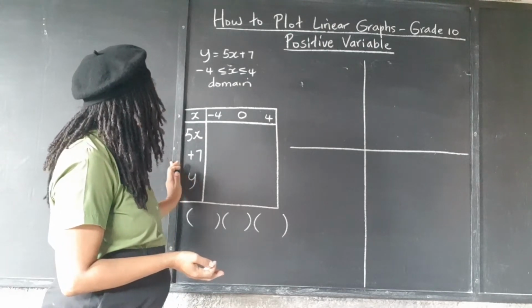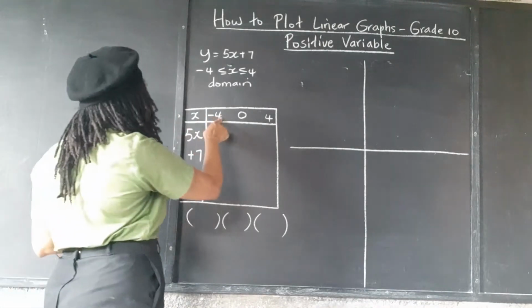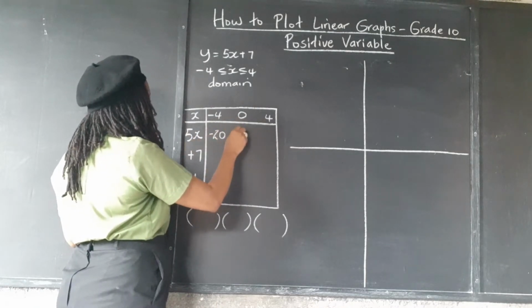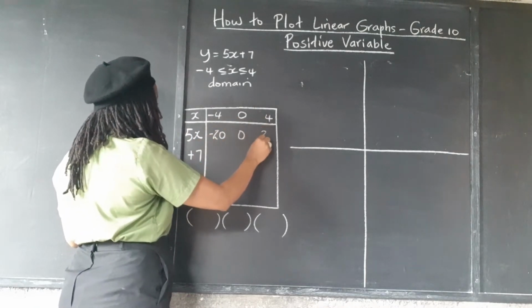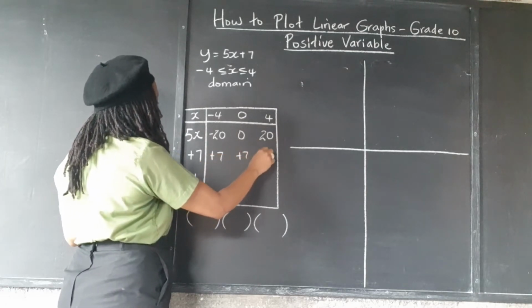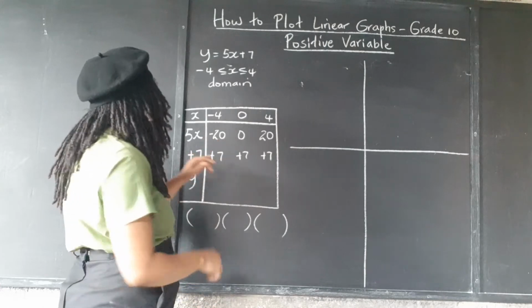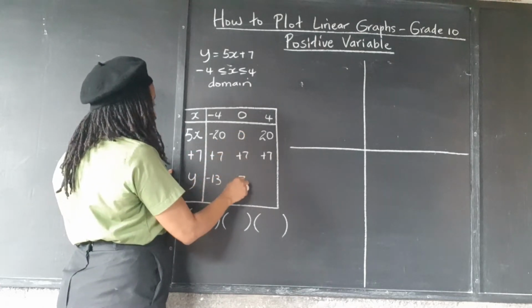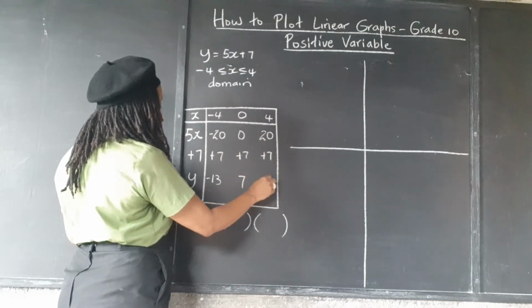Okay, so let's go then. So 5 times -4, that's -20. 5 times 0 is 0. 5 times 4, that's +20. And we're adding 7 to each of those. -20 plus 7, that's -13. 0 plus 7 is 7, and 20 plus 7 is 27.